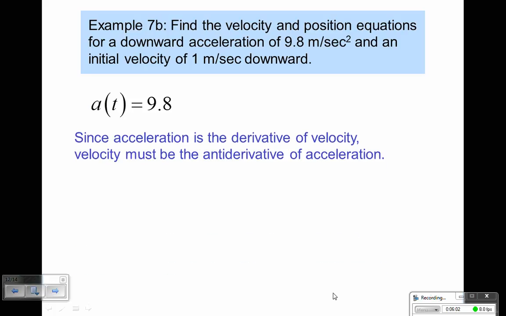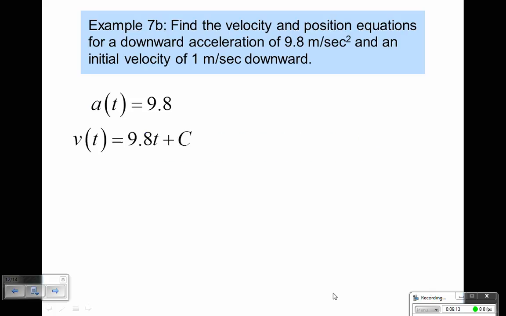Since acceleration is the derivative of velocity, then velocity must be the antiderivative of acceleration. So we're just taking the process and going the other way. So that means if we think about the power rule in reverse, when we calculated derivatives, now we're going backwards. So the velocity would have to be 9.8 times t, because we're dealing with respect to time, plus some constant that we don't know.